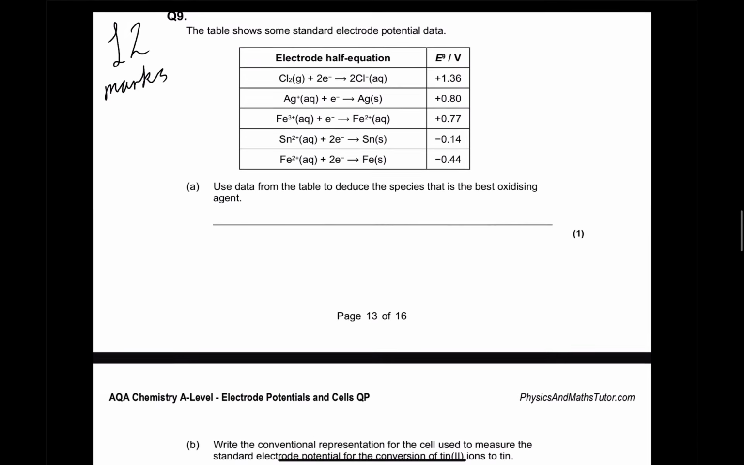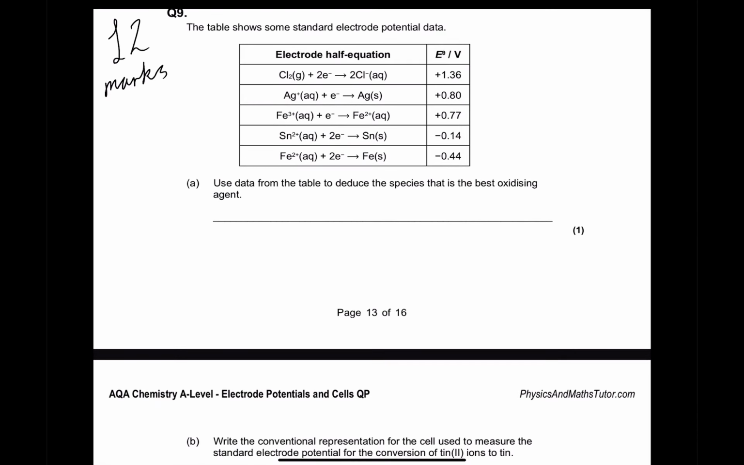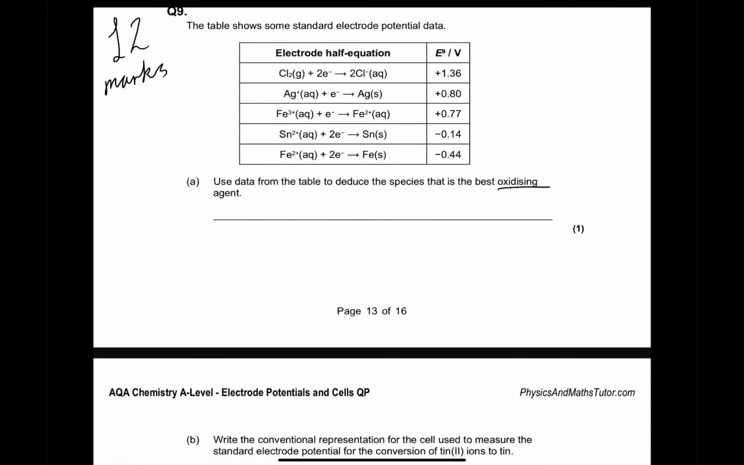So, the table here shows some standard electrode potential data. Use data in the table to deduce a species that is the best oxidizing agent. The best oxidizing agent is the one that's most strongly reduced, and that's more likely to be Cl2 because it has the highest electrode potential and it's going to be reduced.